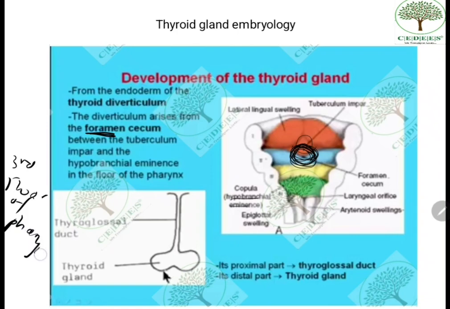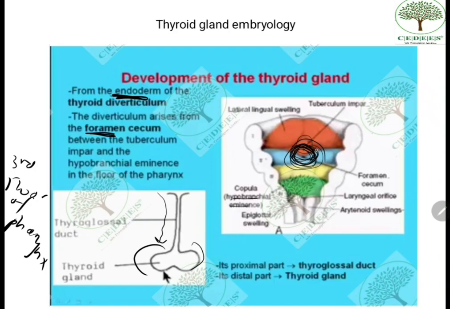So what you need to remember in this is it arises from the thyroid diverticulum at the foramen cecum by proliferation of endoderm. So thyroid is formed from endoderm, an important MCQ question. Now these cells will proliferate and form the thyroid gland. Initially it will be present at the base of the tongue, and then this thyroid gland will travel downwards via the thyroglossal duct and reach its final position in the neck, and by 5th week it will divide into the two right and left lobes.